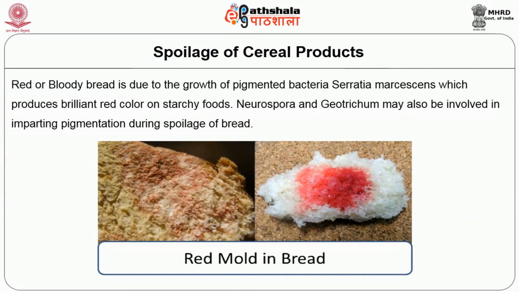Another less common type of bread spoilage is red or bloody bread, which is due to the growth of pigmented bacteria Serratia marcescens, which produces brilliant red color on starchy surface. Neurospora is also involved in imparting pigmentation during spoilage of bread. The toppings used in bakery products are more prone to microbial spoilage than the bread portion. Due to the high content of sugar in frostings, they are easily attacked by yeast and mold upon storage.